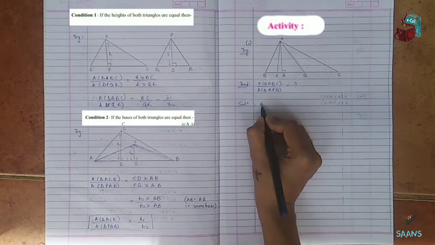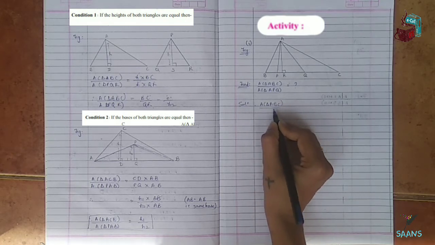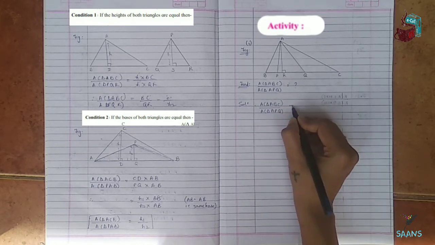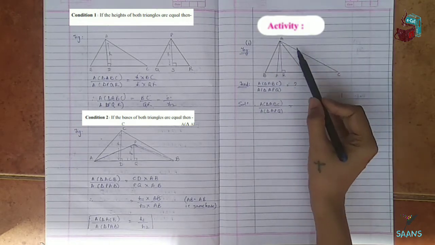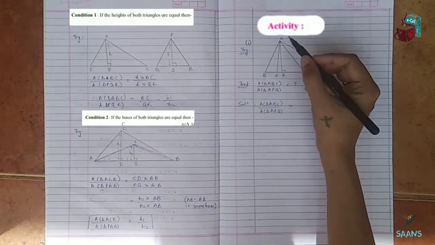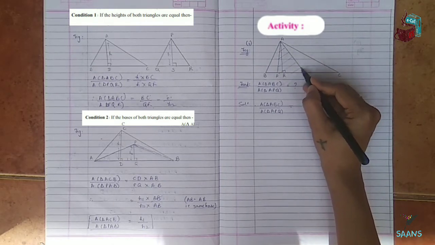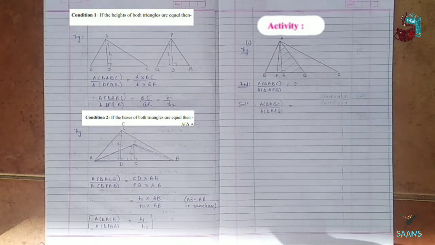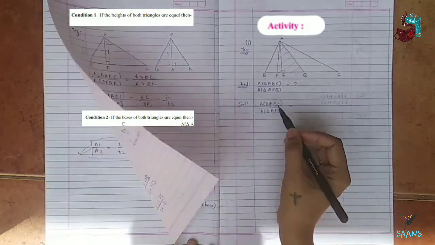First one, area of triangle ABC upon area of triangle APQ. Let's search for it in the figure. Area of triangle ABC. ABC is this big triangle. APQ is this, I am highlighting it for you. So ABC and APQ.